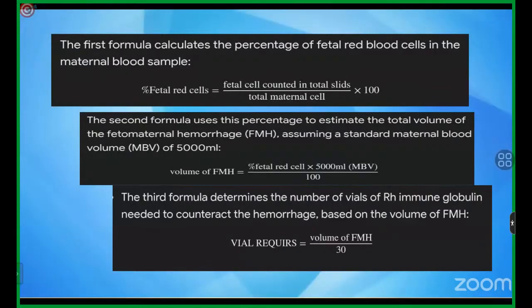The third formula determines the number of vials of RH immunoglobulin needed to counteract the hemorrhage based on the volume of FMH. So the vials required is the volume of fetal maternal hemorrhage that we obtained in the previous calculation over 30.